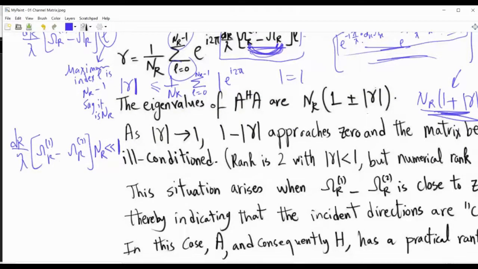This is basically the way people, even in practice, think about it: you have rank deficiency if this difference is much smaller than dr over lambda nr. Lambda will go here to be in the numerator, lambda over nr dr. So lambda is the wavelength, and nr dr is basically the linear extent of the array.